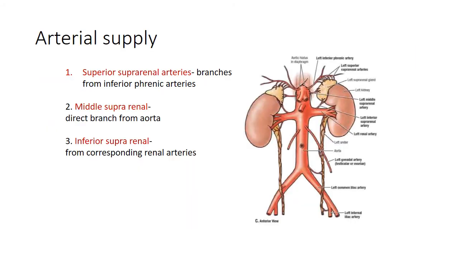Arterial supply of the suprarenal gland. As we know, these suprarenal glands or adrenal glands produce a variety of systemically important hormones. They require a huge blood supply and should be very well vascularized. The suprarenal glands actually have one of the highest arterial flow rates per gram of tissue, up to 5 milliliters per gram per minute.